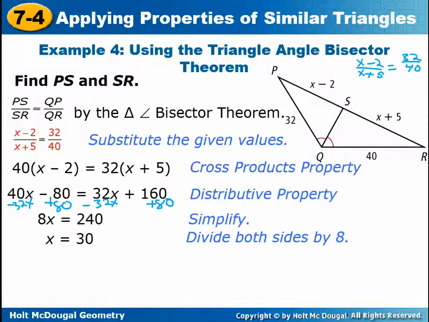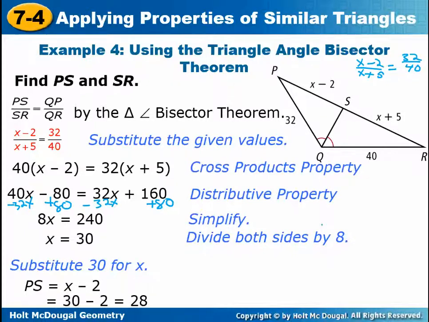Now that's not what they asked us for. They didn't say what is x. They said find PS and SR. So then you have to take what you got, which was 30, plug it in, and you get 28 for this one. And you plug it into the x plus 5, and you get 35 for this length. And then you're all done.